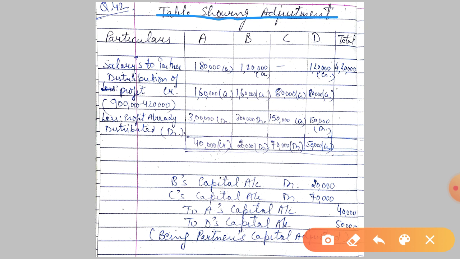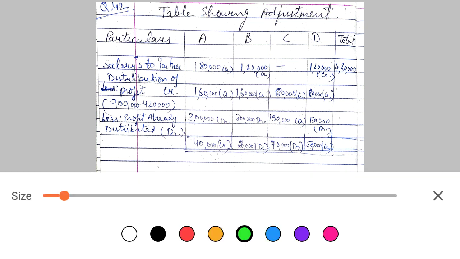Now when salary is to be given to the partner, A would get 1,80,000, B will get 1,20,000, and D will get 1,20,000. Okay. Now when the partners get the salary, their capital account will be credited, isn't it? That's why I have written credited here, because it's an income for the partner and it will increase the capital of the partner.